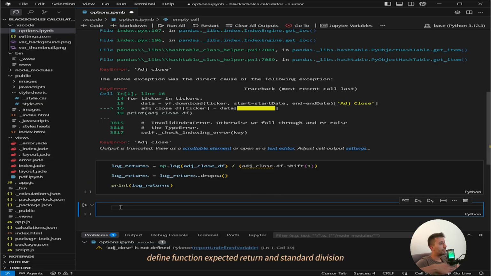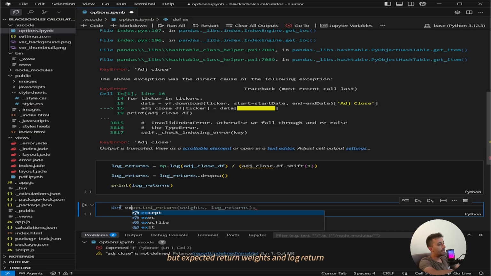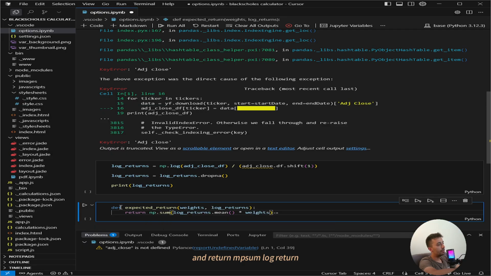So step 3, define function expected return and standard deviation. If you are using historical simulation, we need to have standard deviation and expected return. If you focus on the standard normal distribution or cumulative normal distribution, you'll have expected return 0 and standard deviation 1. But expected return is weights and log return, np.sum of log return mean and weight. Okay, log return mean is our expected return, guys. In statistics and finance, mean is expected return.